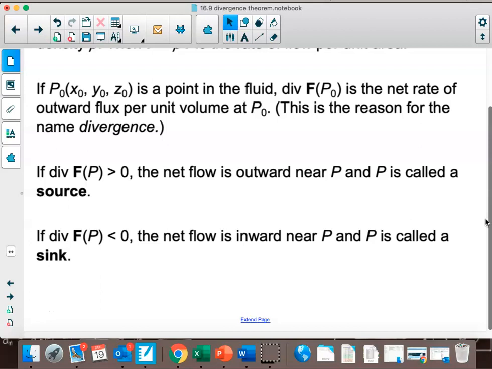If the divergence is positive, the net flow is outward near P, and P is called a source. If the divergence is negative, then the net flow is inward near P, and P is called a sink. I love that some of you are nodding. That really makes me feel good, because I'm just reading this, and there's no real correlation going on in my brain. But that's okay.